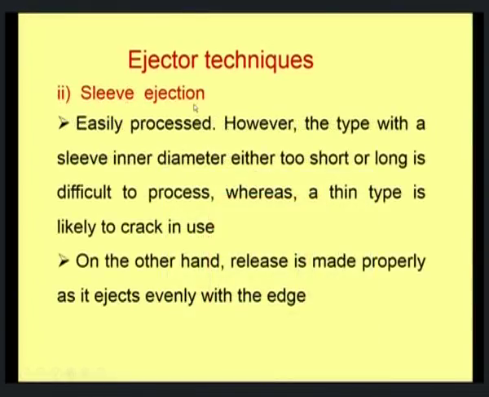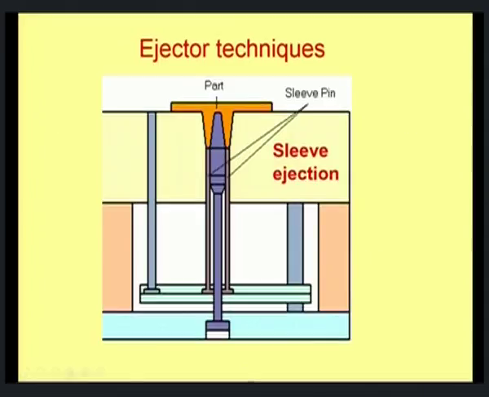Next one is sleeve ejection. In sleeve ejection, the processing is simple and easy. However, a sleeve with an inner diameter either too short or long is difficult to process, whereas a thin type is likely to crack in use. So, even though processing is easy, there are some drawbacks with respect to the diameter of this sleeve. But on the other hand, if you look into the advantages, the release is made properly as it ejects evenly with the edge. So, we will see that.